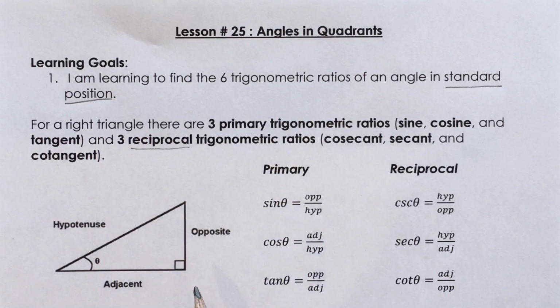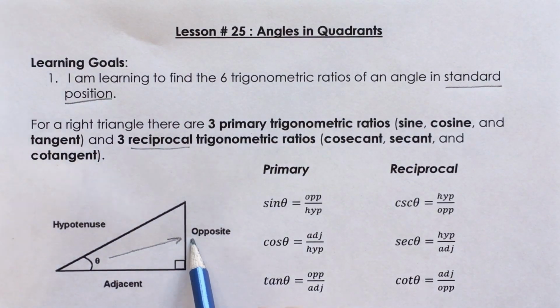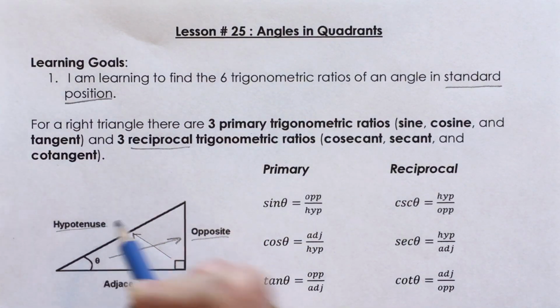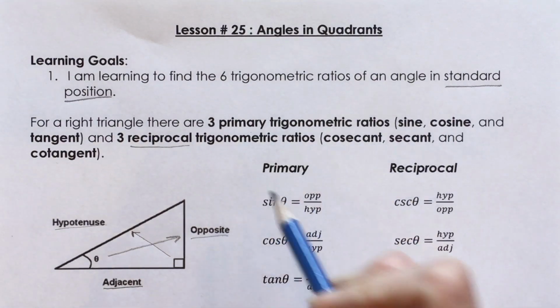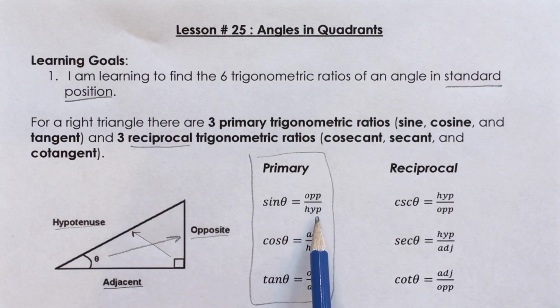So let's look right now at our angle. So this is our angle theta. According to the angle theta, this is the opposite side. The side across from the right angle is the hypotenuse, and the side that helps form the angle with the hypotenuse is the adjacent. So we're used to these primary trig ratios right here, and that is that the sine of theta is equal to the length of the opposite side over the length of the hypotenuse. The cosine of angle theta is the length of the adjacent over the length of the hypotenuse, and the tangent of angle theta is the length of the opposite over the length of the adjacent.